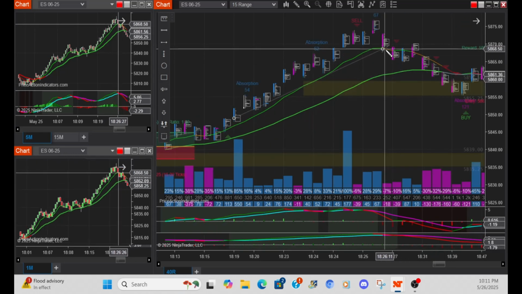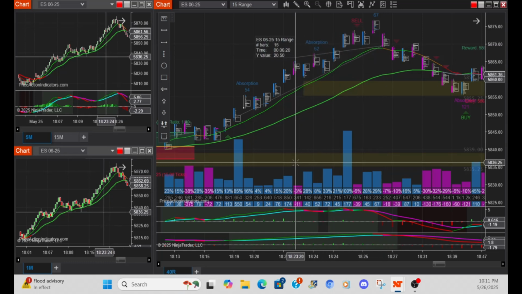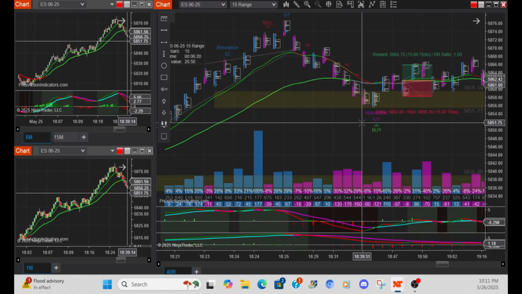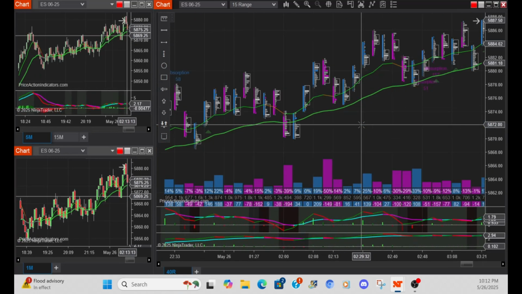All right, and 20.5 points. All right, this is on the overnight. So it doesn't really matter on time since we're utilizing range charts.